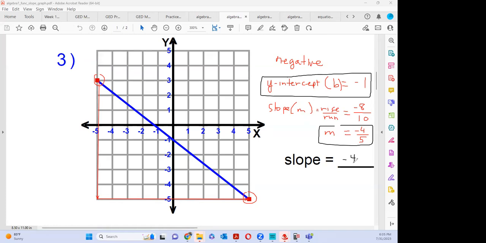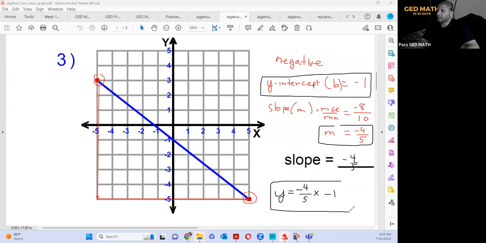It's y equals -4x over 5. I'm sorry, y equals -4/5 x minus 1. Minus 1. So that's how you find the equation of the line from a graph.